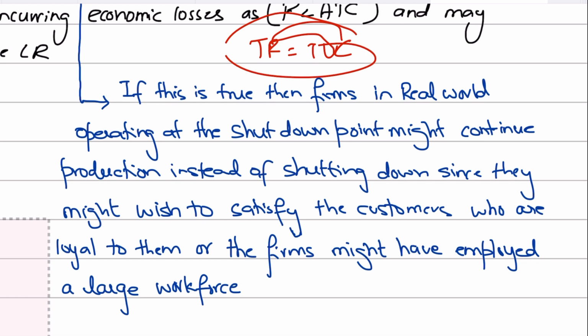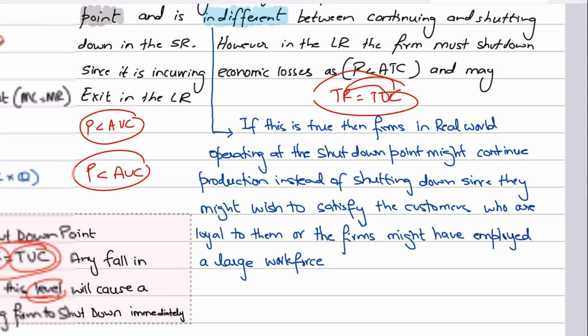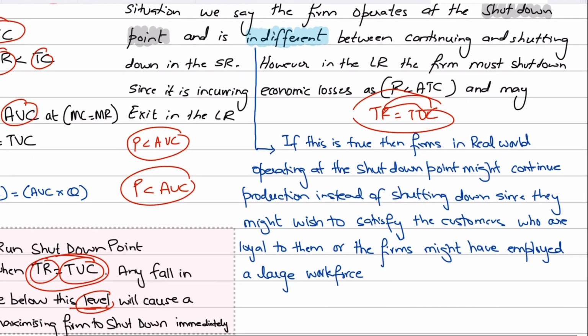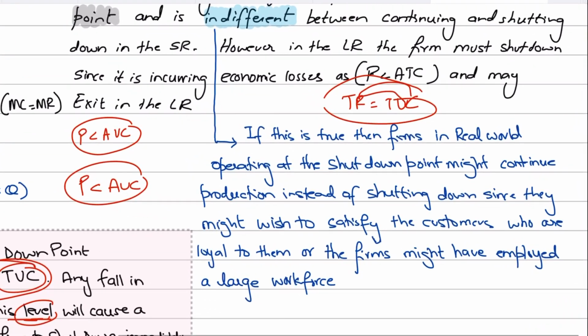Probably. But if this continues in the long run, and in the long run, let's say इकोनॉमिक लॉसेज हो रहे हैं, इन द लॉन्ग रन अगर इकोनॉमिक लॉसेज हो रहे होंगे तो they will shut down and exit. ठीक है जी. Probably they will end up continuing in the short run and not shut down, even though your price is exactly equal to your average variable cost and your total revenue is exactly equal to total variable cost. They might not shut down for just the reasons that I have mentioned. They need to satisfy the customers who are loyal to them, etc. Or they might have a large workforce.